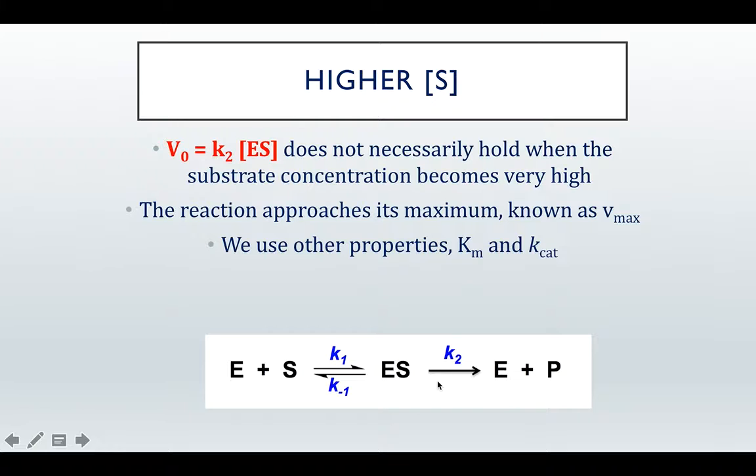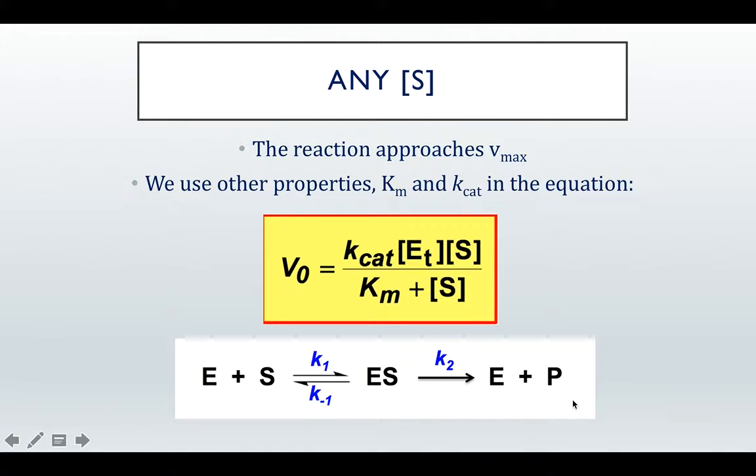Like I said, K negative 2 right here is gone because we don't really want to look at it. So I'm going to go ahead and show you this equation right here, the yellow equation. V naught equals k cat times Et times S over Km plus S, but what does that really mean besides a headache to look at? This is our velocity for our equation.